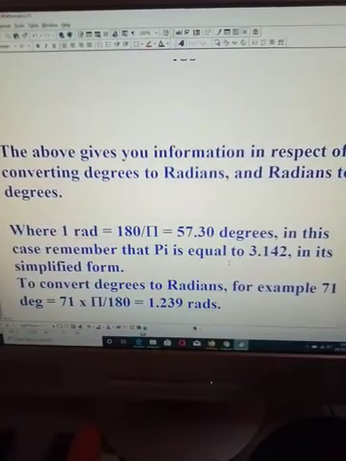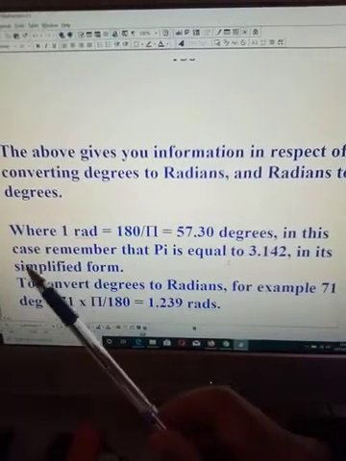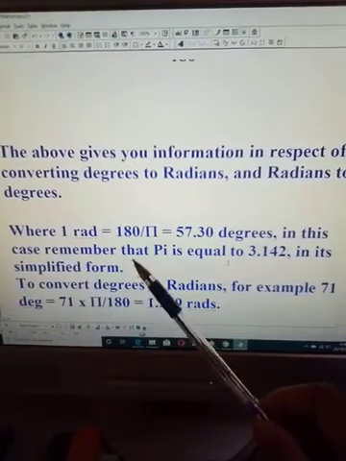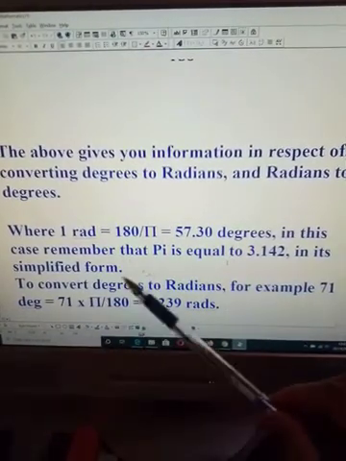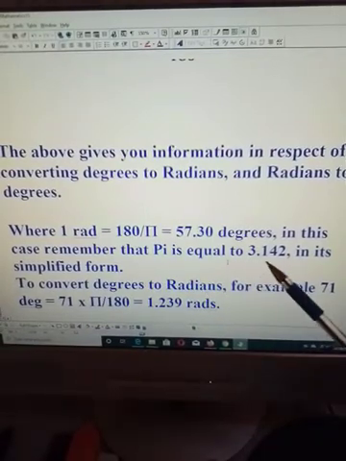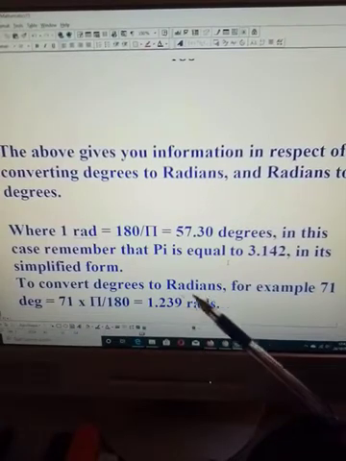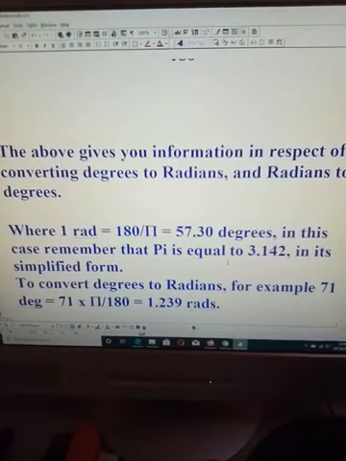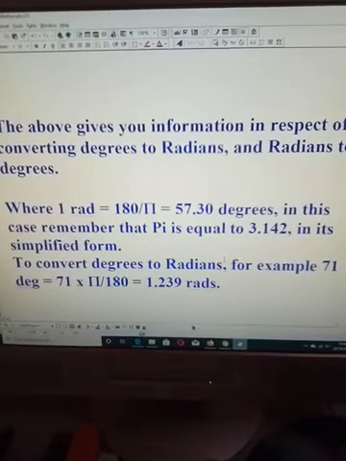Now the above gives you information in respect of converting degrees to radians and radians to degrees, where 1 rad equals 180 over pi equals 57.30 degrees. In this case, remember that pi is equal to 3.142 in its simplified form. To convert degrees to radians, for example, 71 degrees times pi over 180 equals 1.239 rads. So bear that in mind, okay?